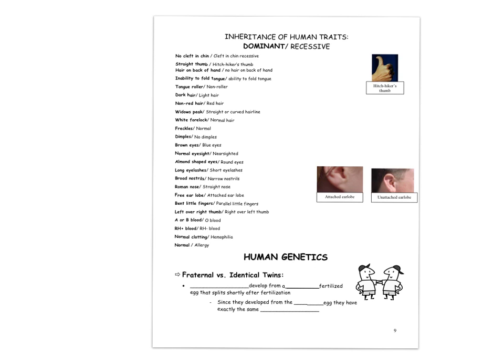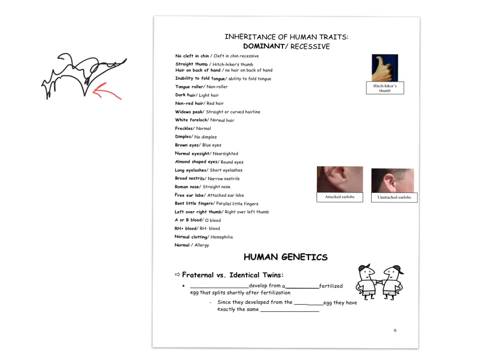Dark hair is dominant over light hair. Any other color hair is dominant over red hair, so red hair is recessive. Widow's peak is when you have a hairline that comes out like this. This hairline that sticks out, I would call that a widow's peak. White forelock, normal hair. You have a streak of white hair. That's dominant over normal hair. Freckles are dominant over no freckles.